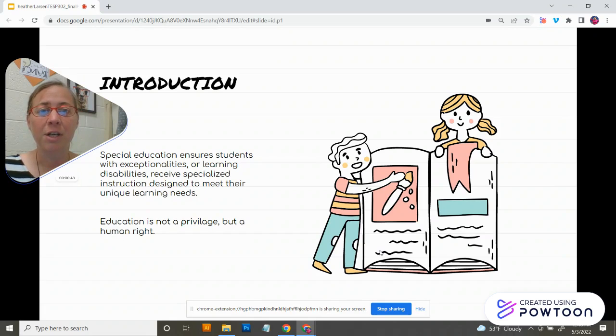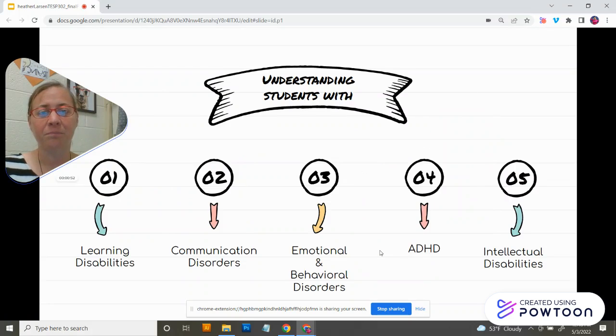Education is not a privilege, it is a right, and it is our job as educators to make sure that we give those resources to the students and that they are successful.